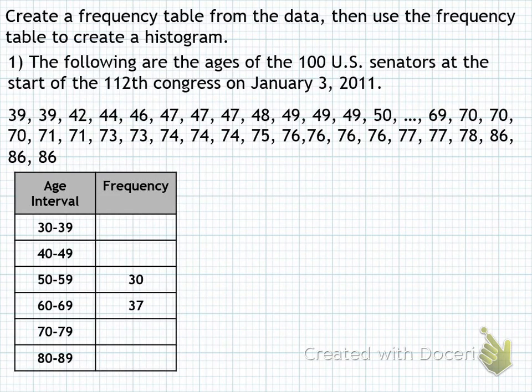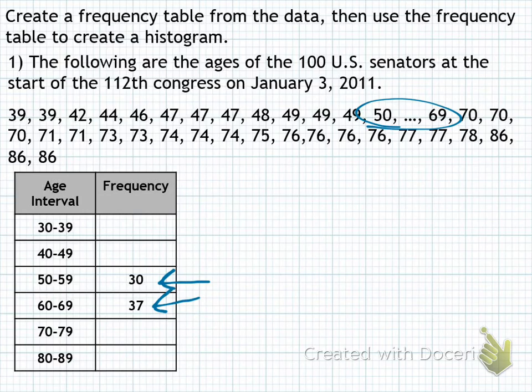All right, here's the first example. The directions are to create a frequency table, then use the frequency table to create a histogram. The following are ages of the 100 U.S. senators at the start of the 112th Congress on January 3rd, 2011. We've had a couple since then, but these would be the ages. I dropped out the ones in their 50s and 60s because I didn't want to type it all out, but these are the frequencies: 30 in their 50s and 37 in their 60s. I just shortened the data for us.